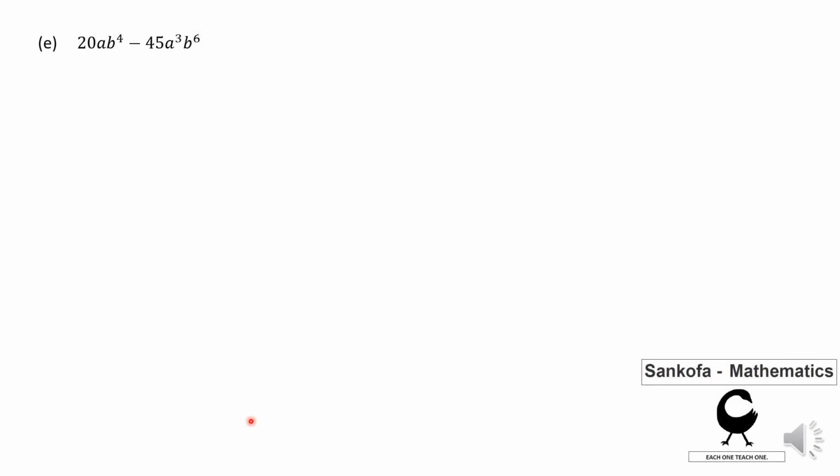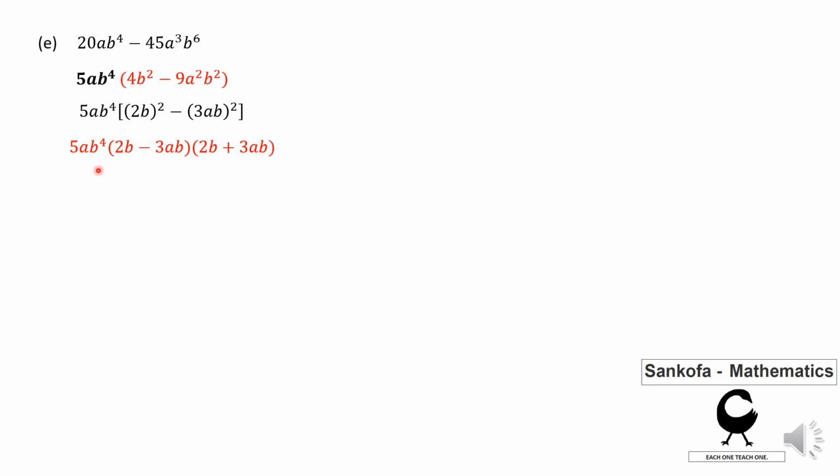So let's bring in another one. 5ab to the power 4 is a common factor. That leaves me with 4b squared minus 9a squared b squared. Well, if you take out the squares, you should get something like 2b squared minus 3ab whole squared. And this should be your final answer.